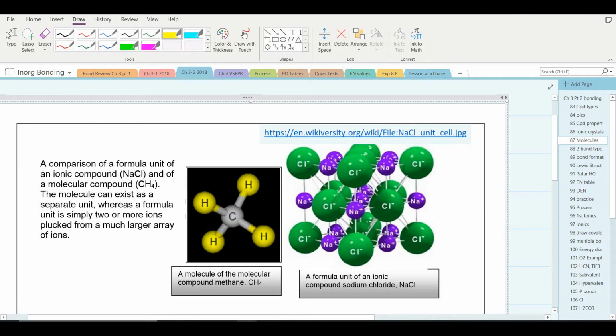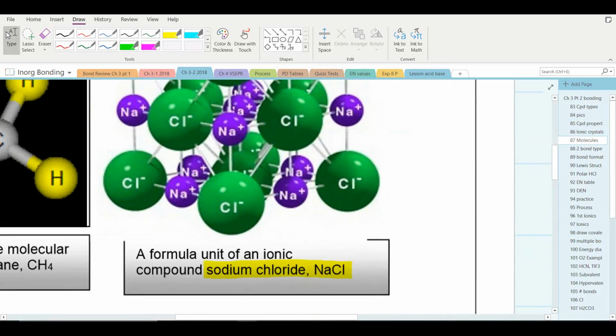We refer to the minimum combining ratio as the formula unit. In the case of sodium chloride, NaCl, that means there's a 1-to-1 ratio of sodium ion to chloride ion in the crystal lattice. In the case of calcium chloride, we write the formula unit CaCl2. We're just saying there's a ratio of 2 chlorides for every calcium, but we can't really isolate a single unit. They're all joined together in a crystal lattice.